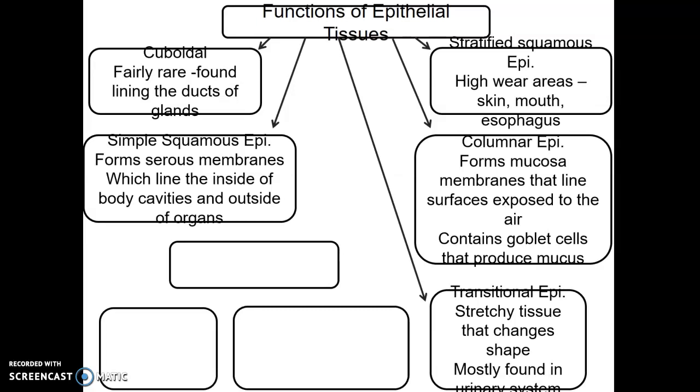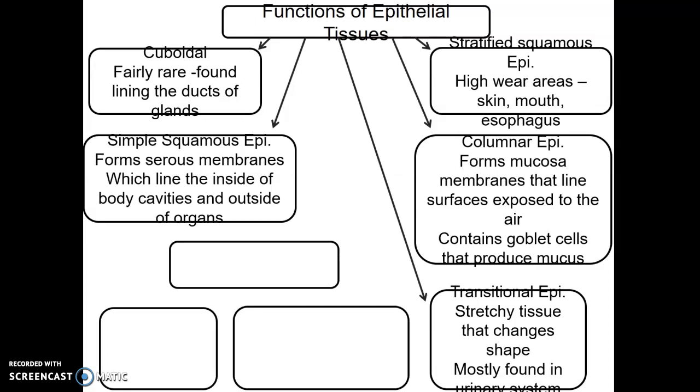And as it does that, it has little stretch receptors in there. They're sending messages to you, saying, hey, you got to go. It's time to go. I got to go to the restroom. And so you raise your hand and say, Mr. McMurray, I need to go to the restroom because my transitional epithelial has become squamous.